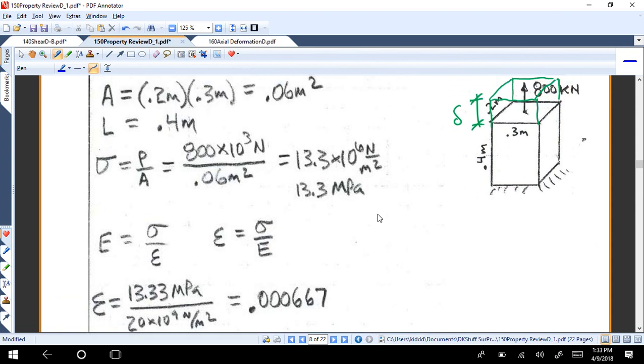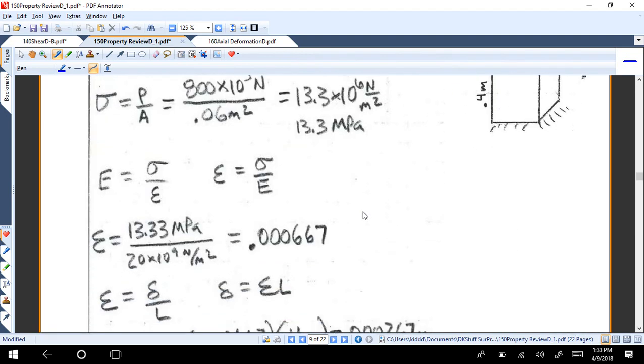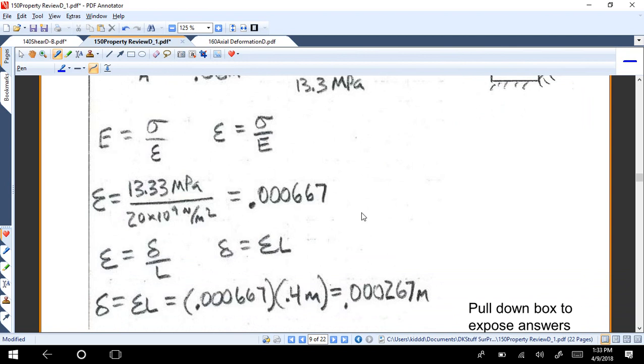So see, delta is the lengthening of that block. It won't be 0.4 meters after this load is applied. It'll be a bit longer. That's what delta is. So you found the strain by using the modulus, and so now you can figure out how much longer it's going to be. All right, so we can get to delta here, just multiply it by the length, okay? That's how you get to delta. So the delta is epsilon times L, L is 0.4 meters. So if I just spend a little bit of time off the bat and figure out A and L, I can just go ahead and run through these pretty readily. Okay.